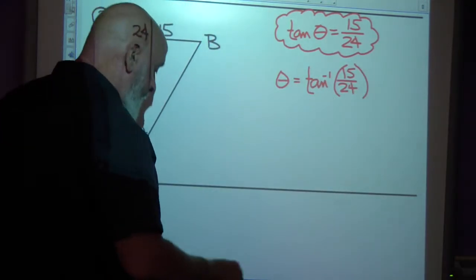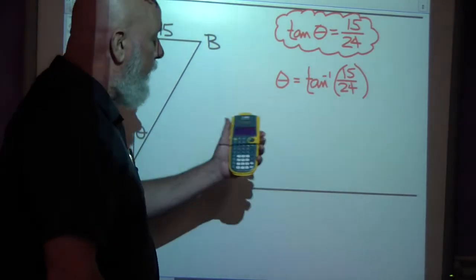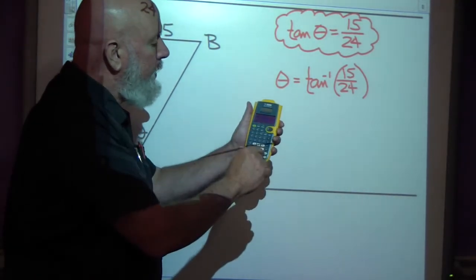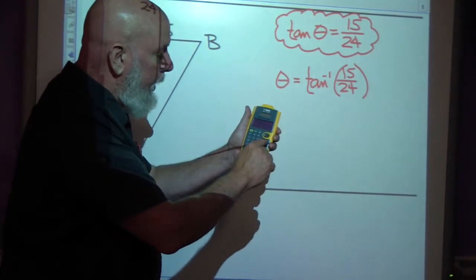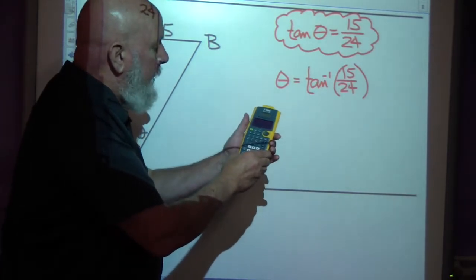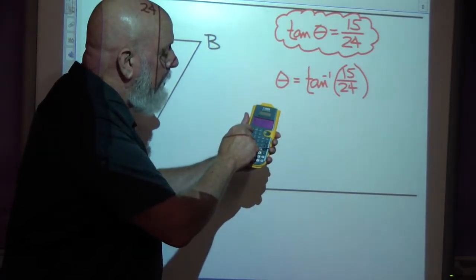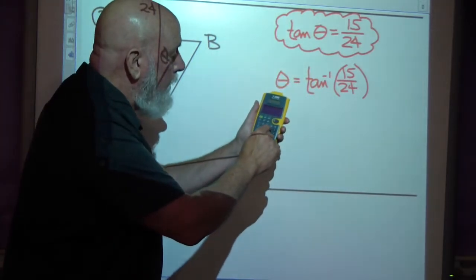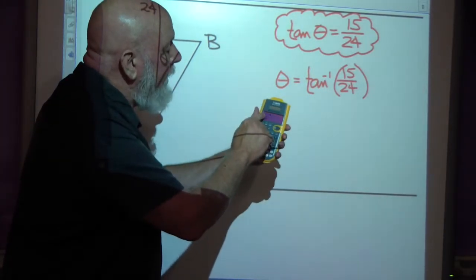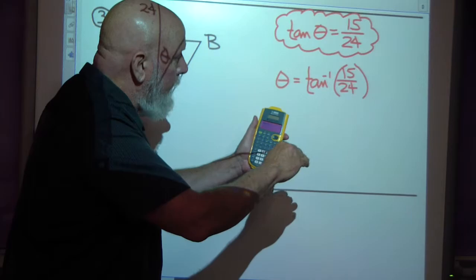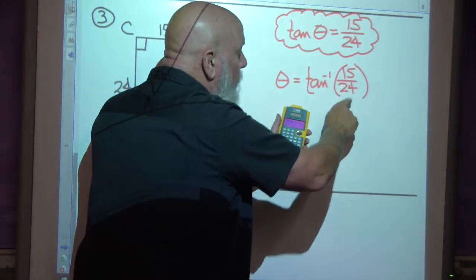Now I've got to figure out a way to put that in my calculator. So again, I go to my calculator, a little TI-30XS, and I clear it to get that stuff out of it, and I hit the second function, then I hit the tangent button, and now my display reads inverse tangent with an open parenthesis, and I just have to put this 15/24 in there.